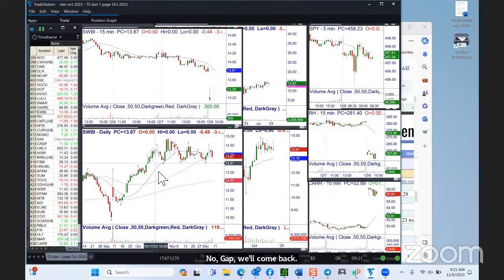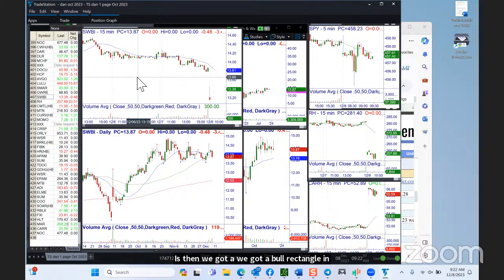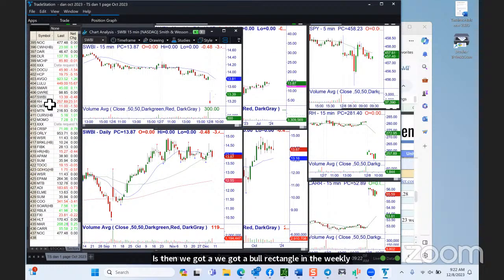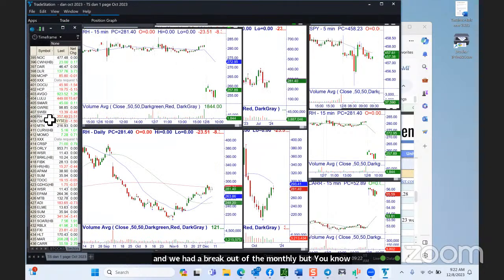Suave. That's a nasty gap breakdown. Wow. I think I said yesterday this would have been a great long if it gapped over yesterday's high. Because then we got a bull rectangle on the weekly. We have a breakout on the monthly, but we just have an idea in our head saying, hey, if it does this, if X, then Y. Well, it ain't happening. So don't worry about it.